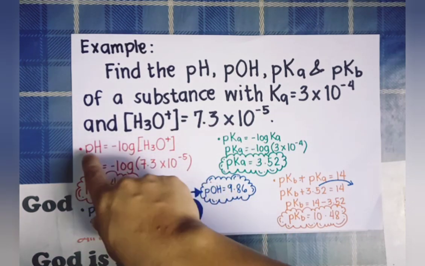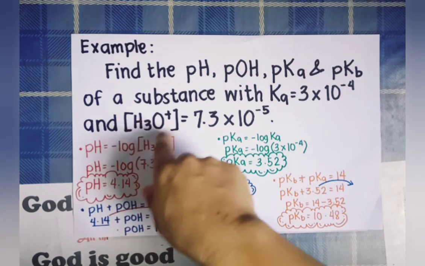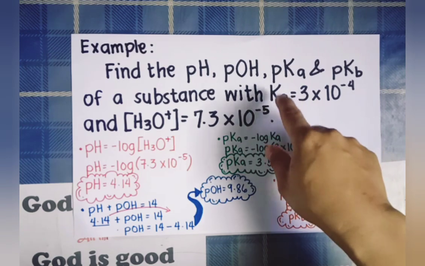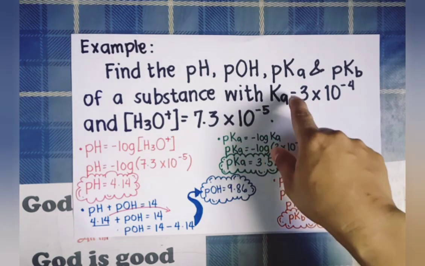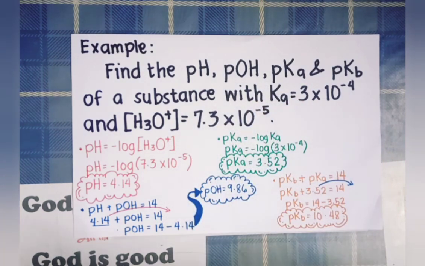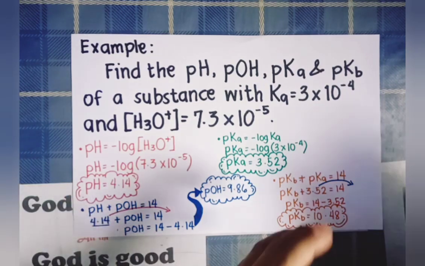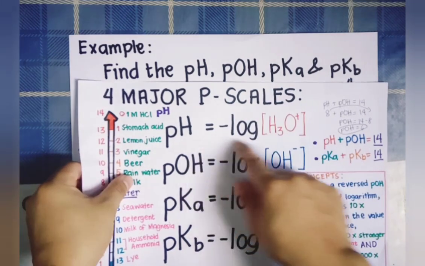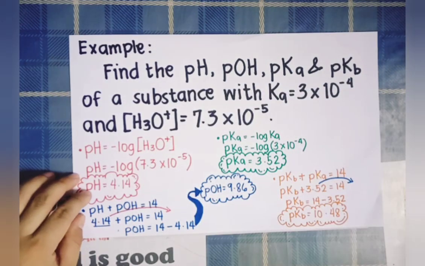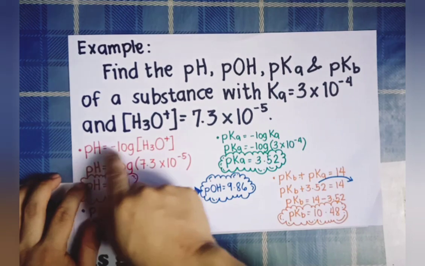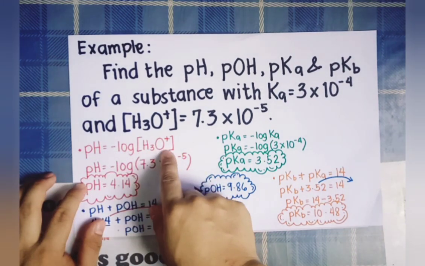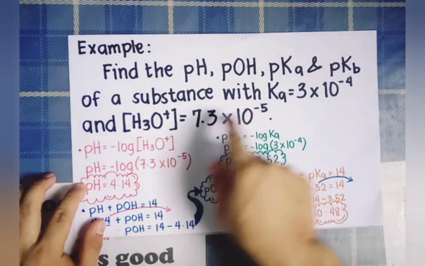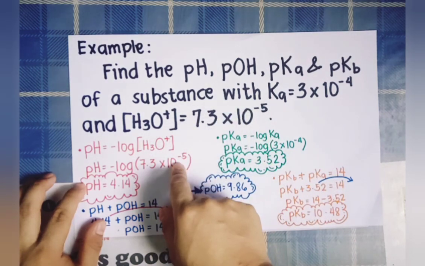For pH, we have the hydronium ion concentration given, and for pKa, we have the Ka, the dissociation constant for acid, given. So let's compute them. Again, pH is equivalent to the negative logarithm of hydronium ion concentration. So we are going to use this formula to compute the pH first. pH is equal to negative log of 7.3 times 10 raised to negative 5. We are just going to substitute that here.